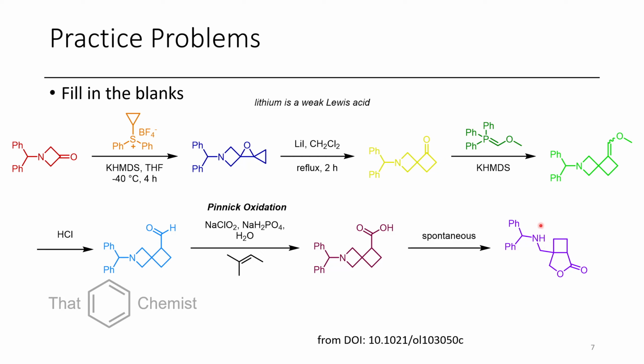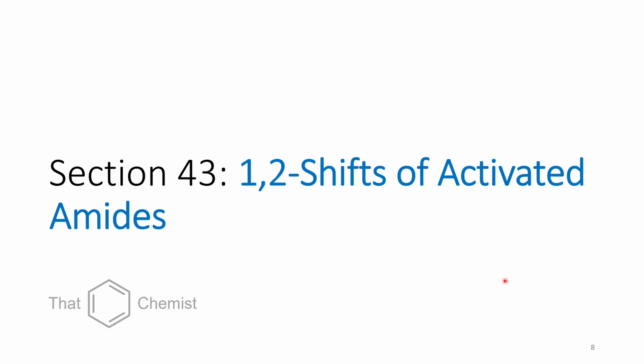And so we've just opened up the azetidine, and an azetidine is just a 4-membered ring with a nitrogen in it. So hopefully this was a useful synthesis that covered many of the topics that we've already discussed in this course so far. Now let's get to today's material, the 1,2 shifts of activated amides.